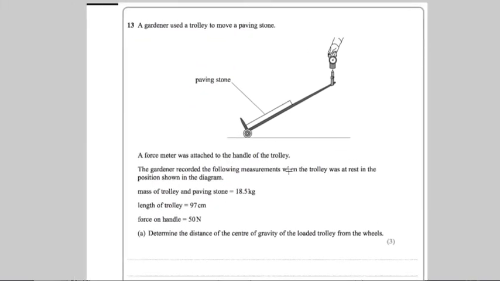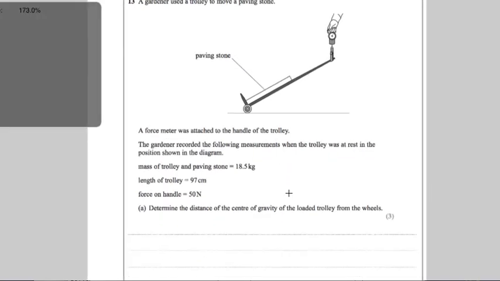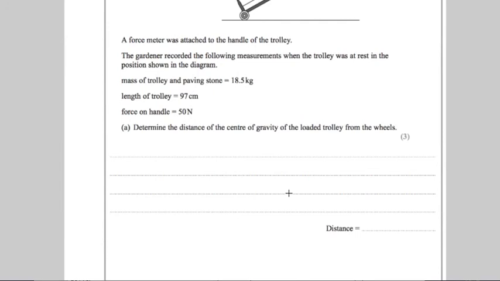Aha, we have something tilted on a pivot. This looks like moments. A gardener used the trolley to move a paving stone. A force meter was attached to the handle of the trolley. The gardener recorded the following measurements when the trolley was at rest in the position shown in the diagram. Mass of the trolley and paving stone is 18.5 kilograms, length of trolley is 97, force on handle is 50 newtons. Determine the distance of the center of gravity of the loaded trolley from the wheels.